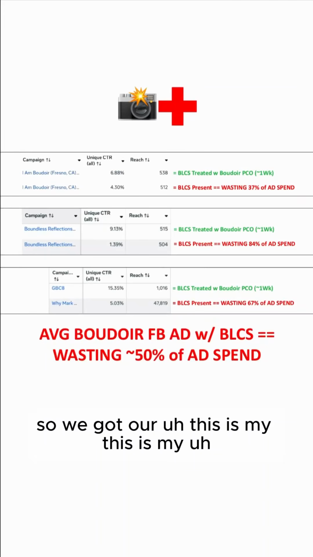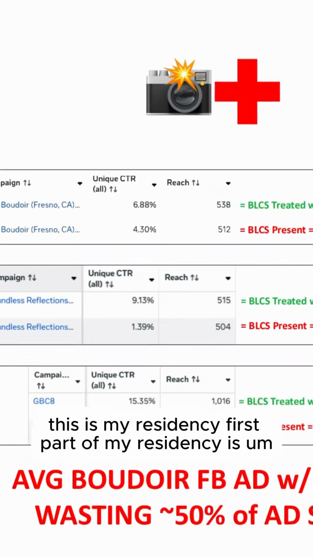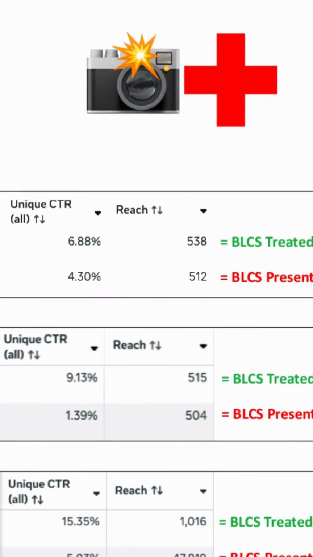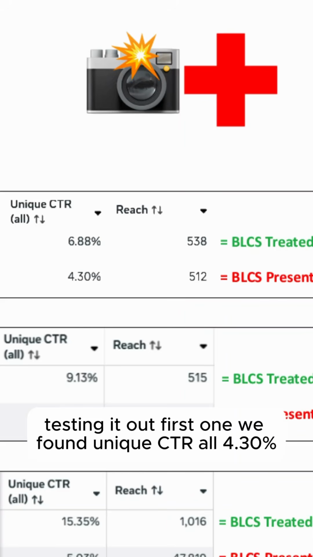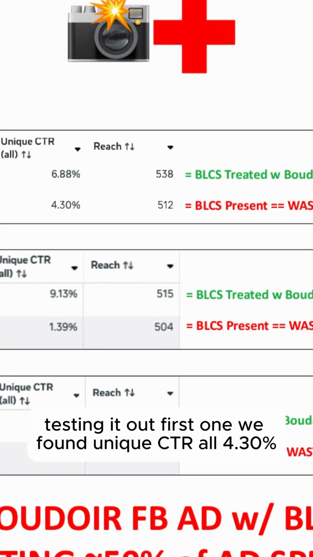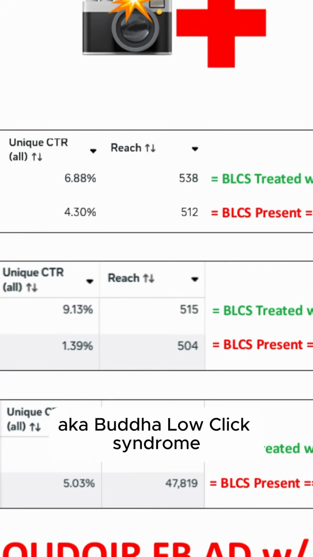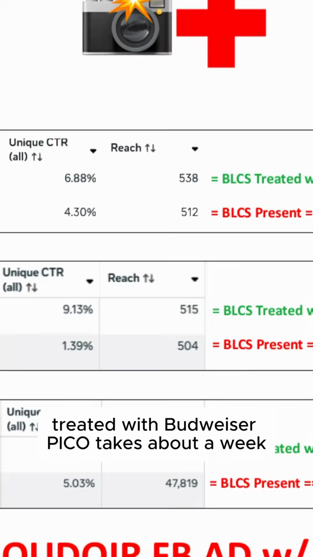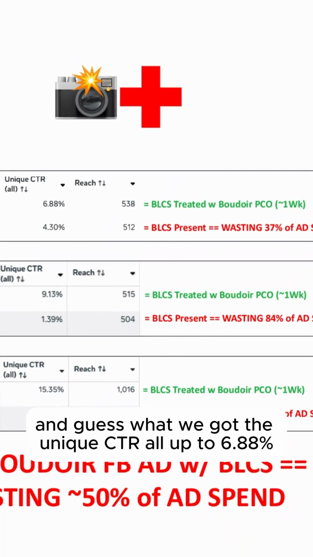This is my residency. The first part of my residency is finding a Boudoir Facebook ad out there, bringing it back to the hospital, and testing it out. The first one we found had a unique CTR all of 4.30%. So unique CTR all under 6%, we know that BLCS is present, aka Boudoir low click syndrome. So we gave it the treatment, treated with Boudoir Pico. It takes about a week. And guess what? We got the unique CTR all up to 6.88%.